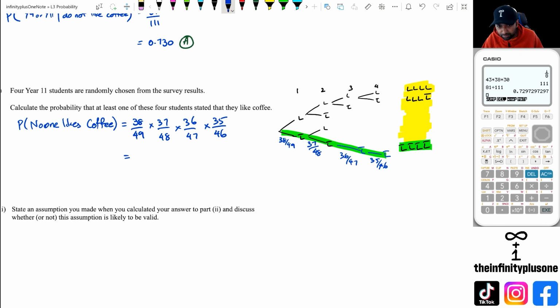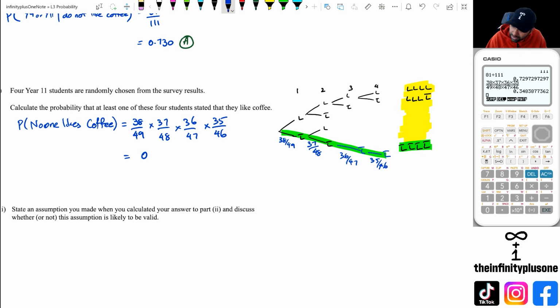So 38 out of 49. Oh no, I did it wrong. Hang on, where are we at? Calculator, here we go. Might do it this way actually. What I might do is just do 38 times 37 times 36 times 35. Then on the bottom, I'm going to do 49 times 48 times 47 times 46.